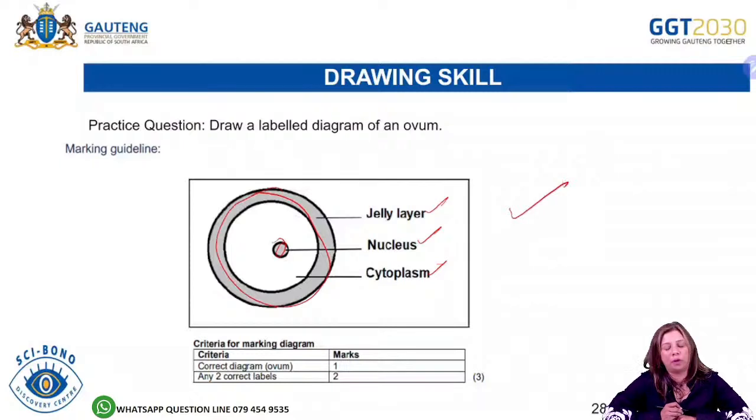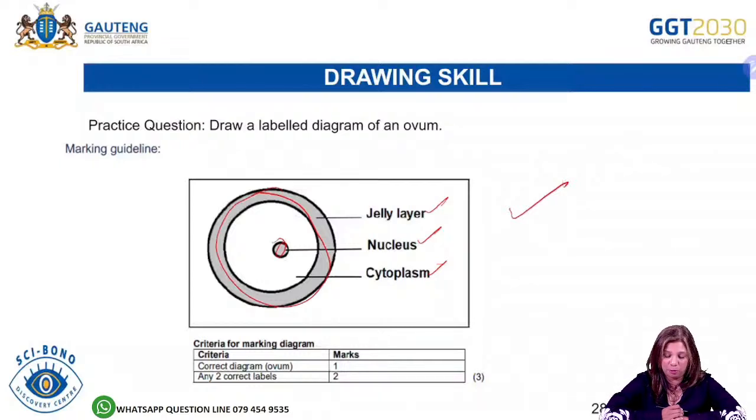And for any 2 correct labels. So any 2 labels that you get correctly, they will give it to you. It doesn't mean you must only go and write 2 labels. You must write all the labels, because you don't know how the criteria is going to change from year to year.